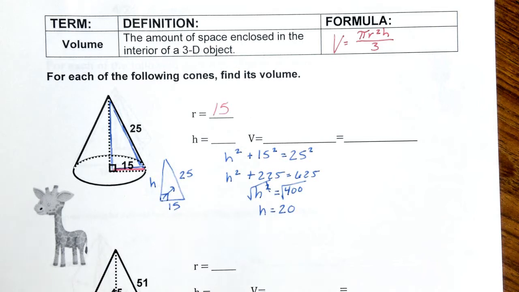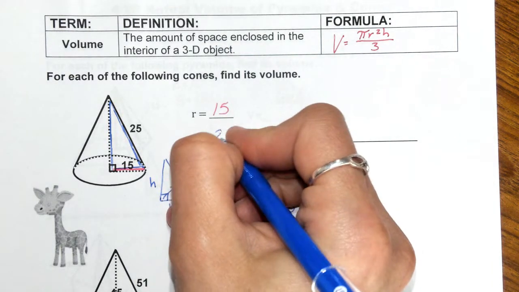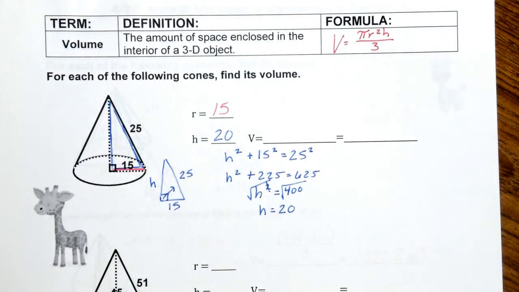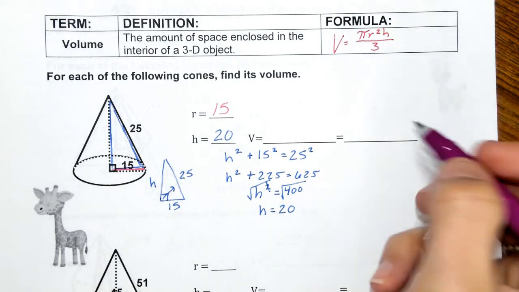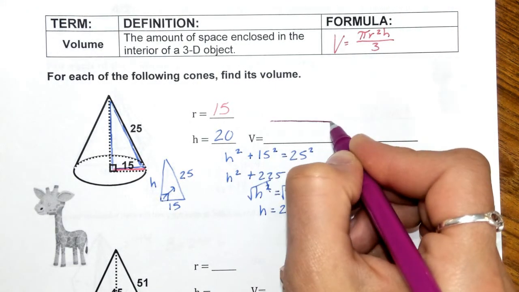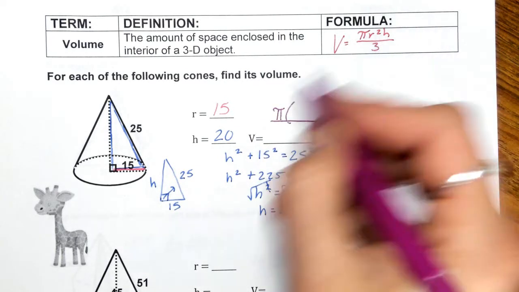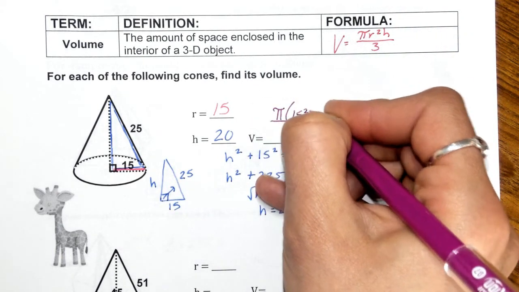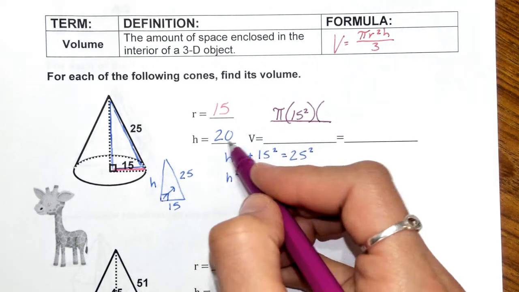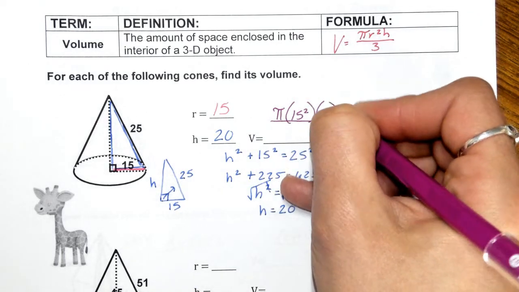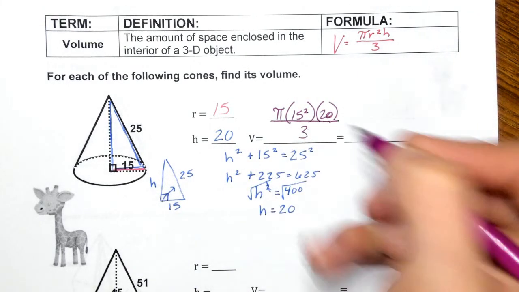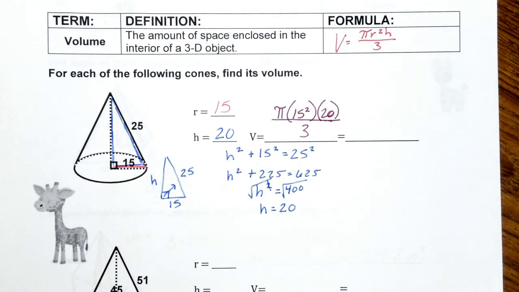We should have found our height to be 20. So we fill that in up here. Let's go ahead and plug into our formula. In the numerator, we're going to have pi times our radius squared, so 15 squared, times our height that we found was 20. Again, we have this over 3, because we want 1/3 of it.